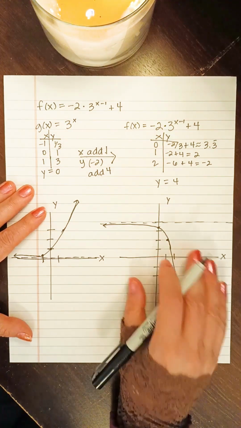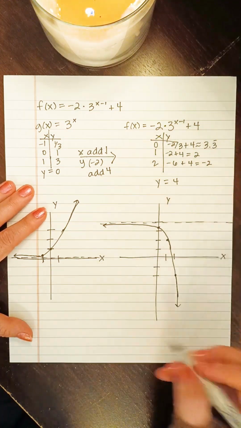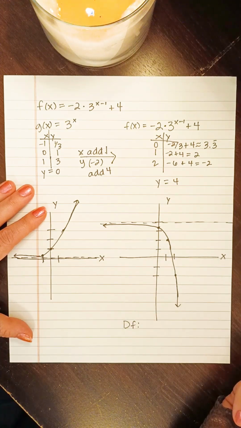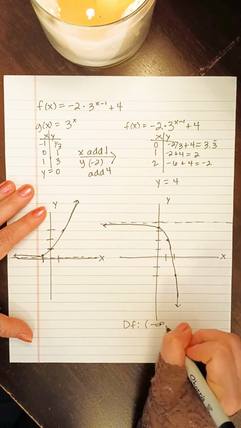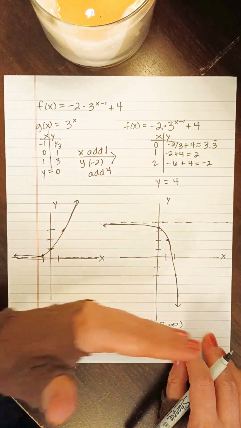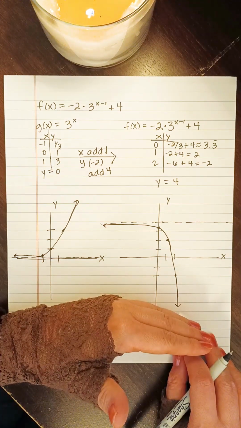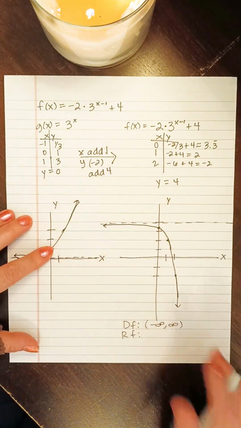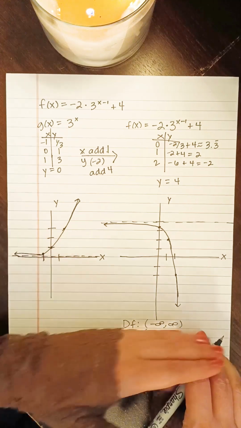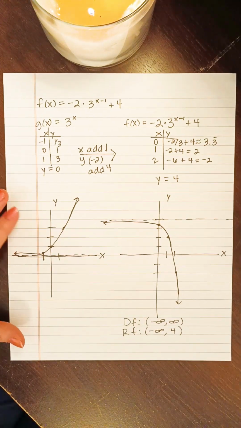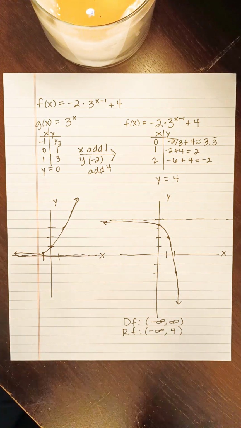So real quick, let's find the domain and range of this graph here. The domain of any exponential function is negative infinity to infinity. And the range, you read the graph from the lowest to the highest. So it keeps going down forever, so it's negative infinity. And then you follow it up to 4. But we don't include 4, of course, because that's an asymptote. And that is how you do it.